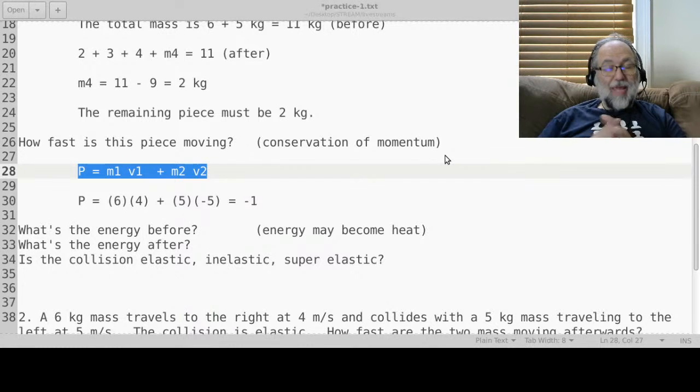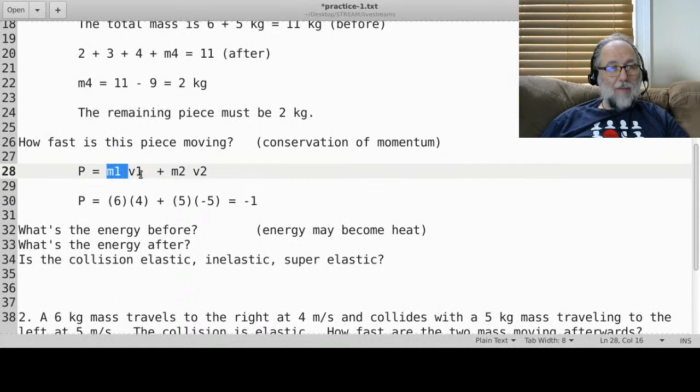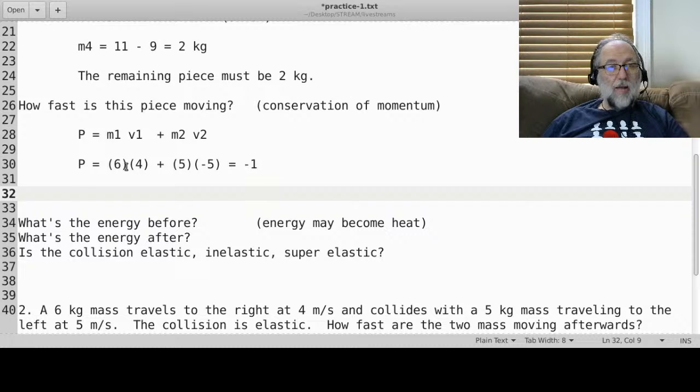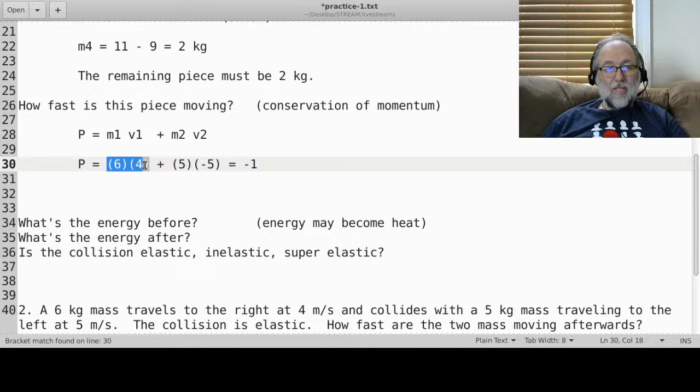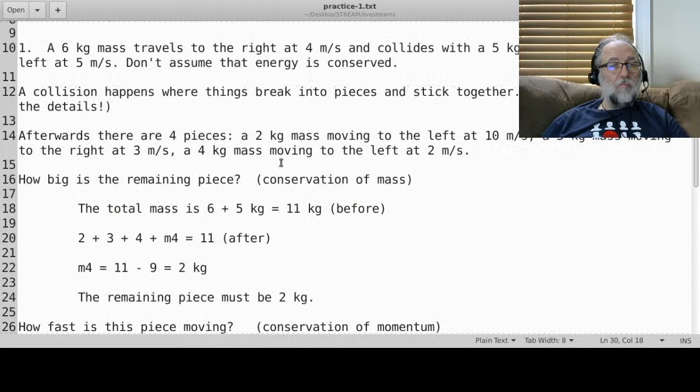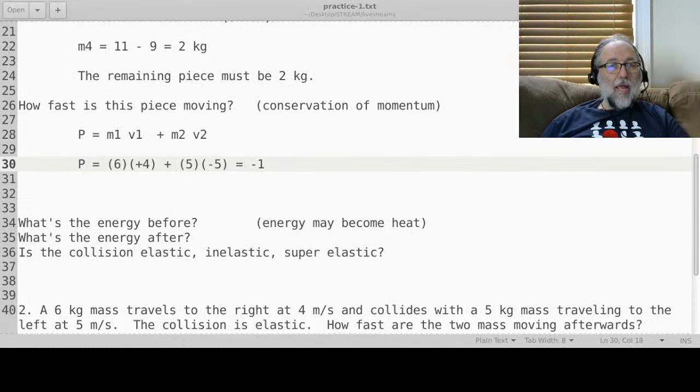Well, before this complicated collision, we only have 2 pieces, and so P is going to equal m1 v1 plus m2 v2. Okay, and when we substitute in the numbers, we have that the 6 kilogram piece was moving to the right. In fact, let me put a little plus in there. It was moving to the right at, what was it, four, is that right? Yeah, 4 meters per second. And the 5 kilogram was moving to the left at 5 meters per second, and so 24 plus negative 25, that's -1. Okay, and there it is.